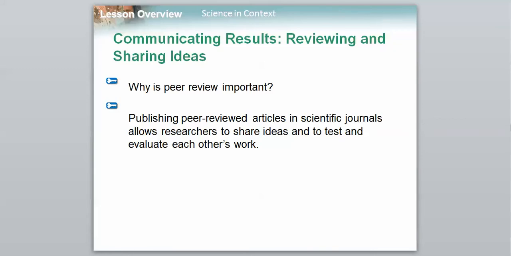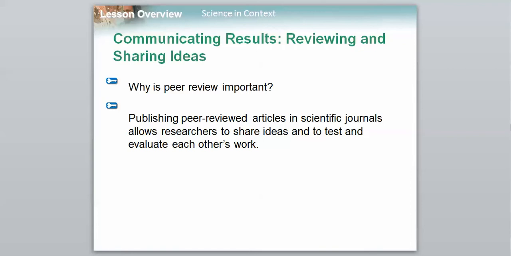published. So publishing peer-reviewed articles in scientific journals allows researchers to share ideas and to test and evaluate each other's work. So again, this is a key, this is huge in the scientific field. If we just had one person studying one thing all the time in different places around the world, then if that one person makes a mistake, then we're just going to widely accept it, and we're not going to be in very good shape, especially if it's a matter of public health and safety and things like that.